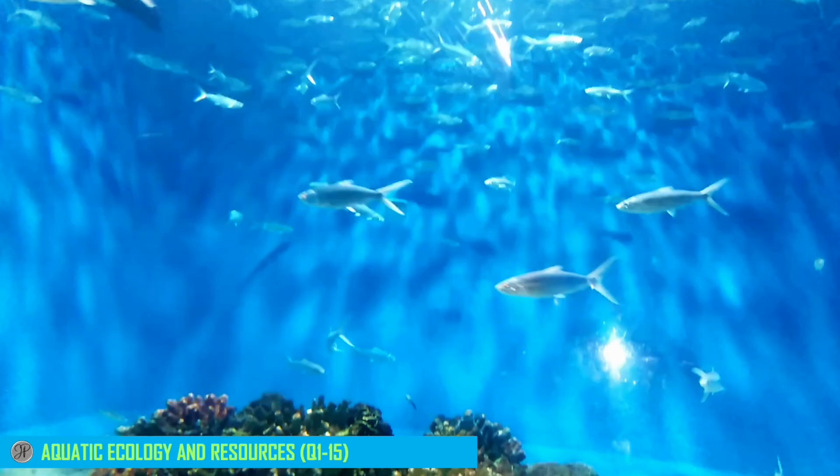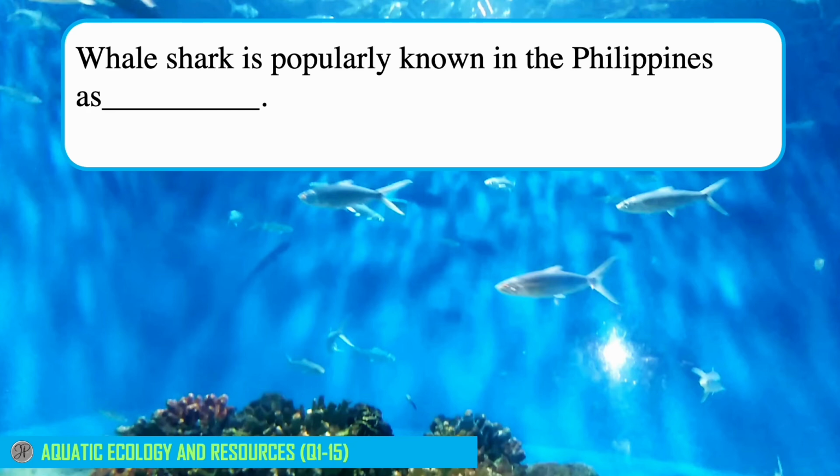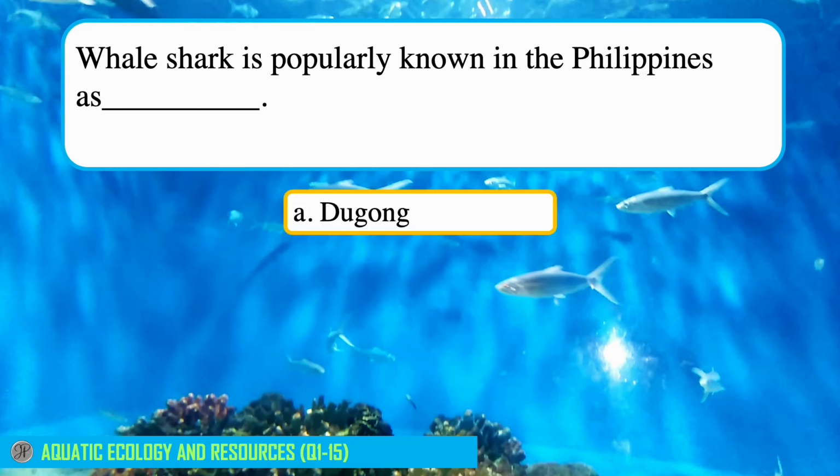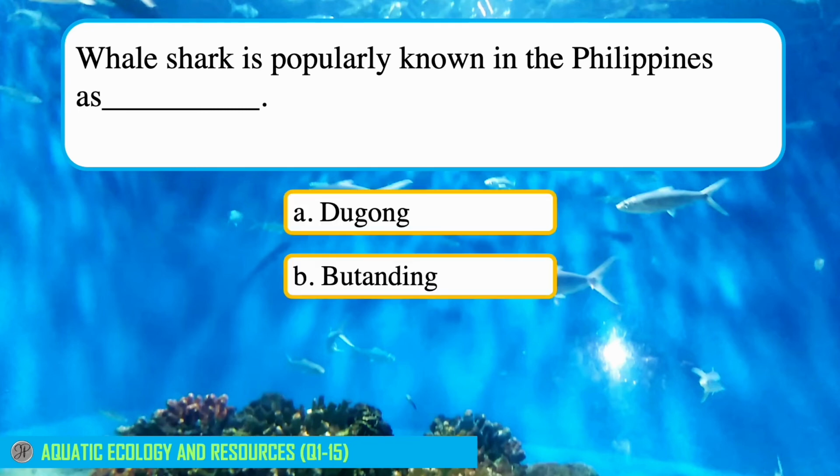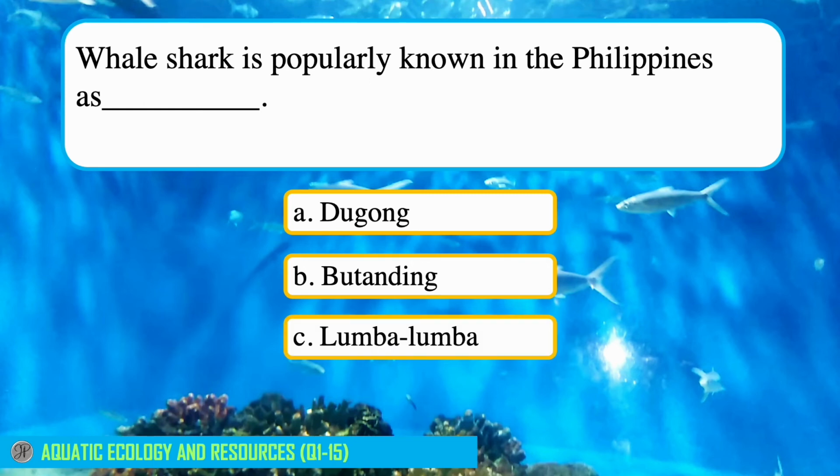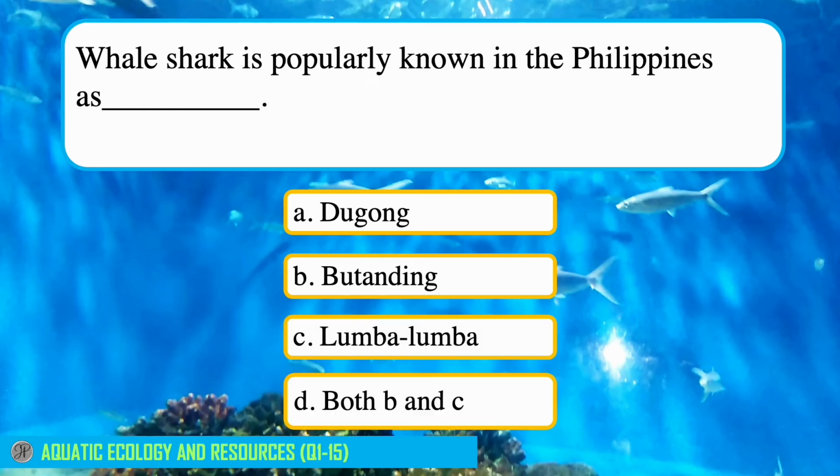Number 13. Whale shark is popularly known in the Philippines as blank. A. Dugong. B. Butanding. C. Lumba-lumba. D. Both B and C.